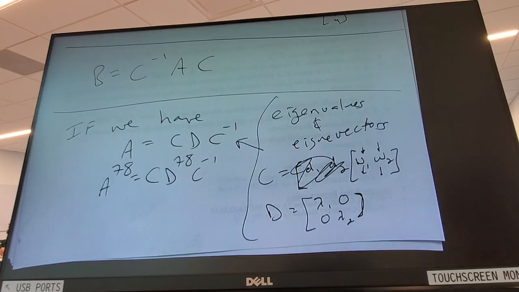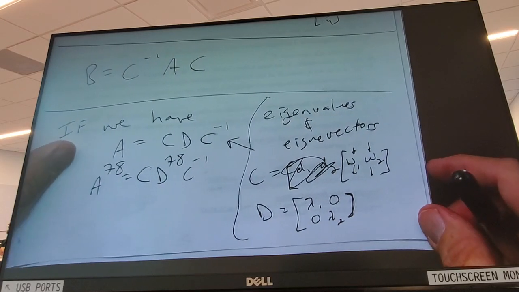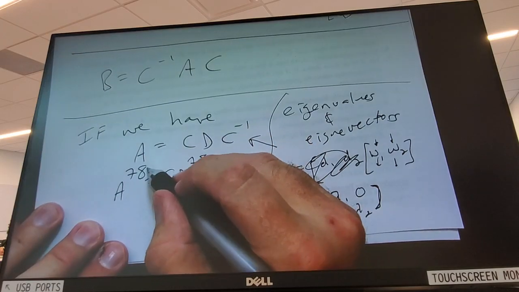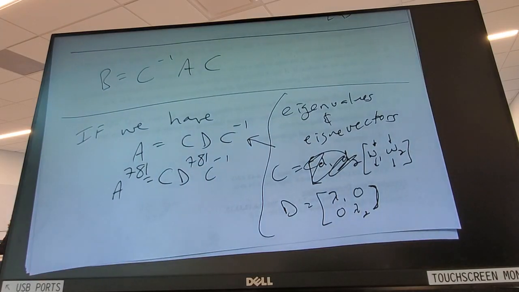Okay. For any powers, I'm sorry. Yeah, there we go. It's for any power, yeah. Because of the way it's built, A squared, you see how it condenses, and then A cubed would do the same thing. Every power.